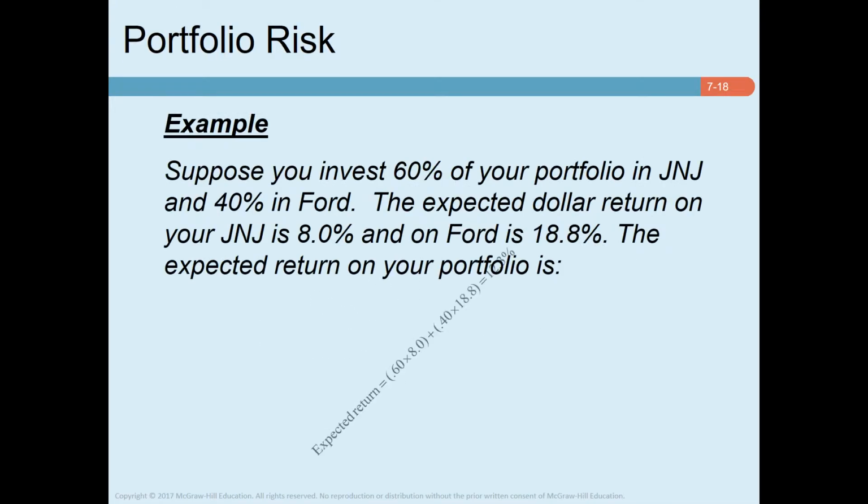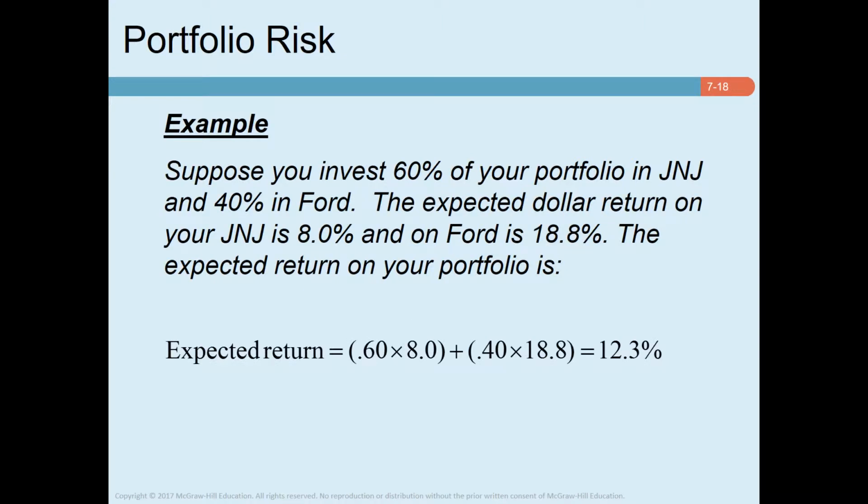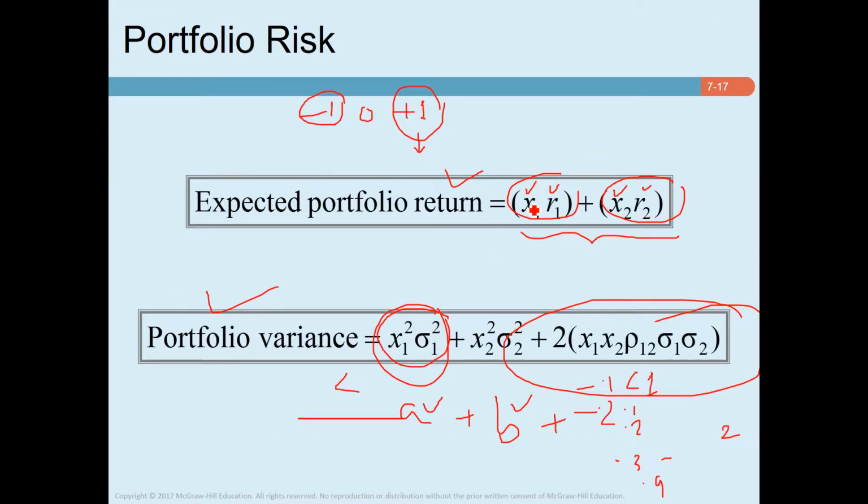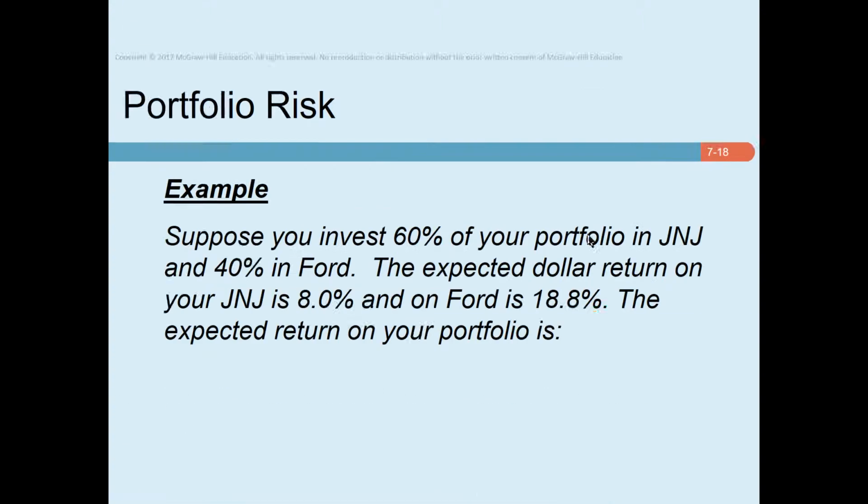Now look at this example. Suppose you invest 60% of your portfolio in J&J and 40% in Ford. The expected dollar return on J&J is 8% and Ford is 18.8%. So what's the expected return? According to the formula, if you can remember, weight of asset 1 times return of asset 1 plus weight of asset 2 times return of asset 2.